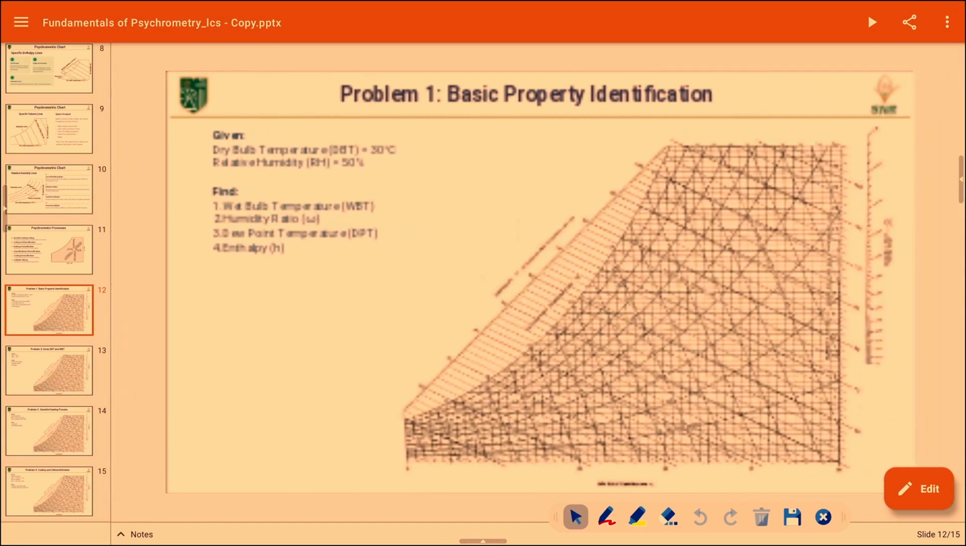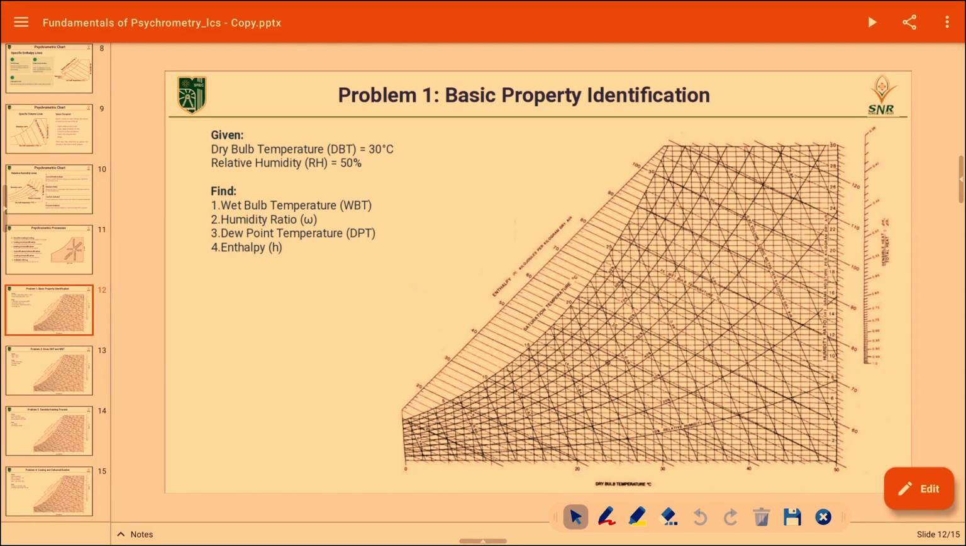So, let us quickly practice a few problems to see how useful this psychrometric chart is in identifying the properties. Before getting into that, a very basic thing is that we can fix a state point not only in the psychrometric chart, but in an ordinary graph sheet.